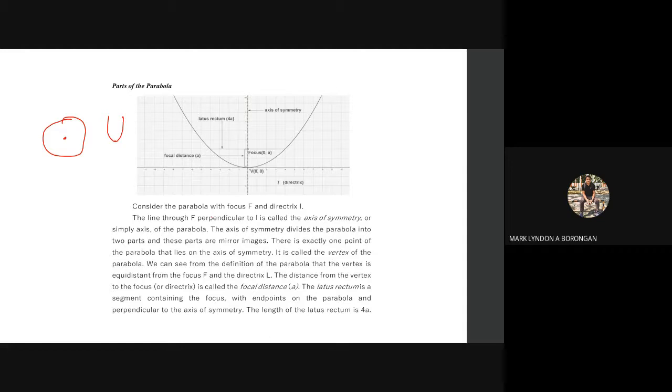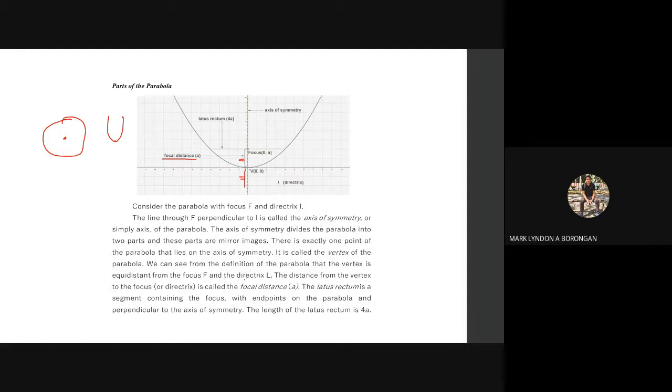As you can see there, the vertex is equidistant from the focus F and the directrix L. The distance from the vertex to the focus or to the directrix is called the focal distance. This distance is called the focal distance, and since the two are equal, this other distance can also be considered the focal distance. They have the same measurement. Good.